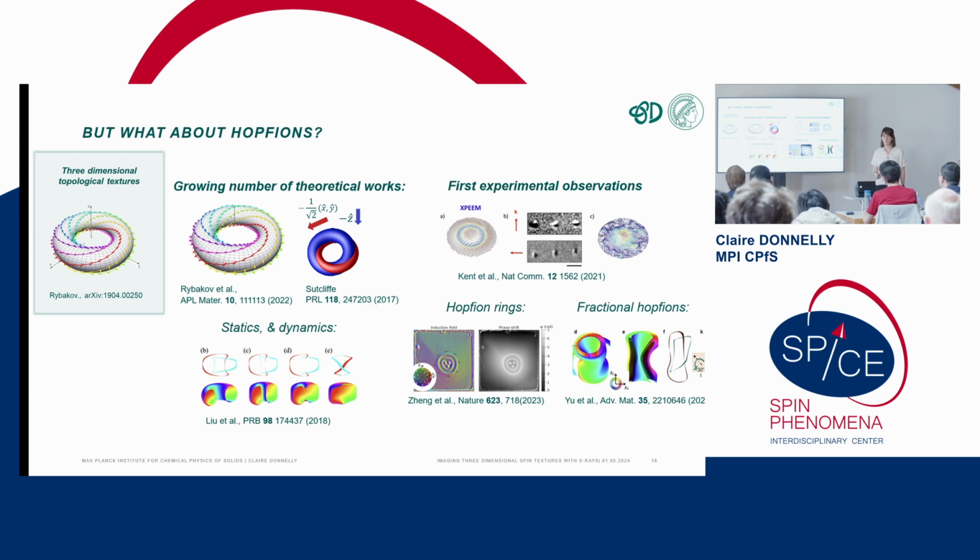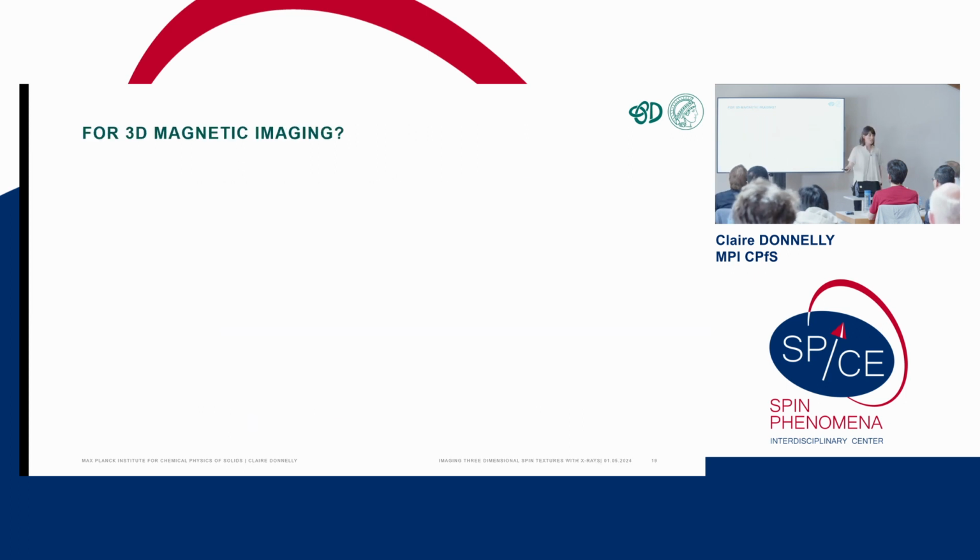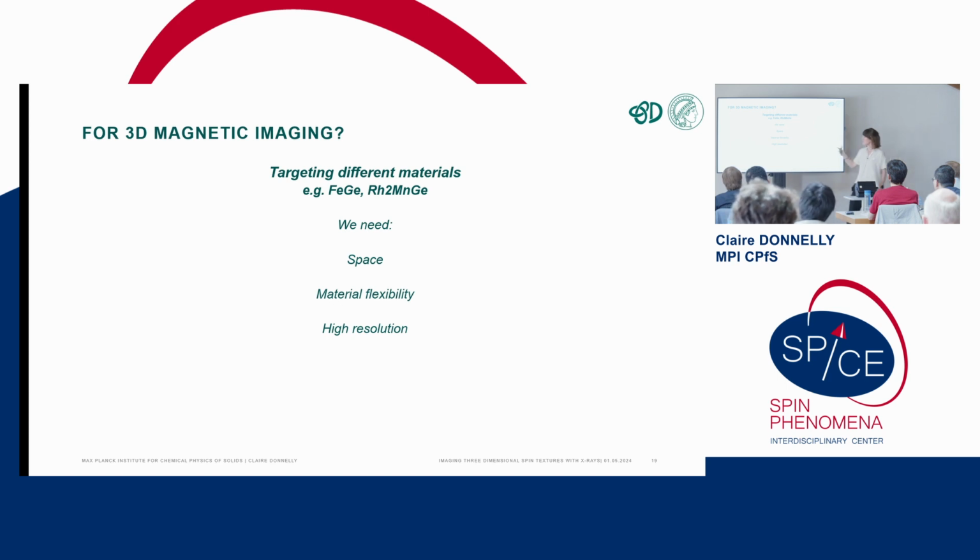And the question may be, well, why? It turns out there is an actual challenge, because we need to find the right material, the right geometry, and we need to be able to actually look at this with our imaging capabilities. So let's think about what our imaging capabilities are. What are our limitations at the moment? Well, as I said, we need to target different materials. Essentially, I would say we need flexibility in the space, so in the geometry, how large our samples can be. We need to be able to look at different materials, of course, and we need high spatial resolution.